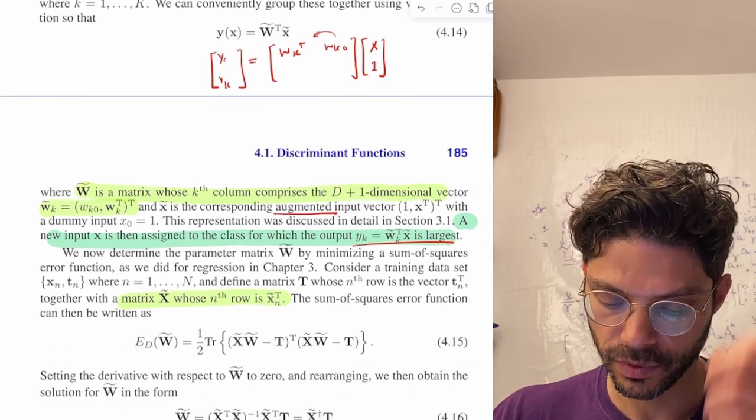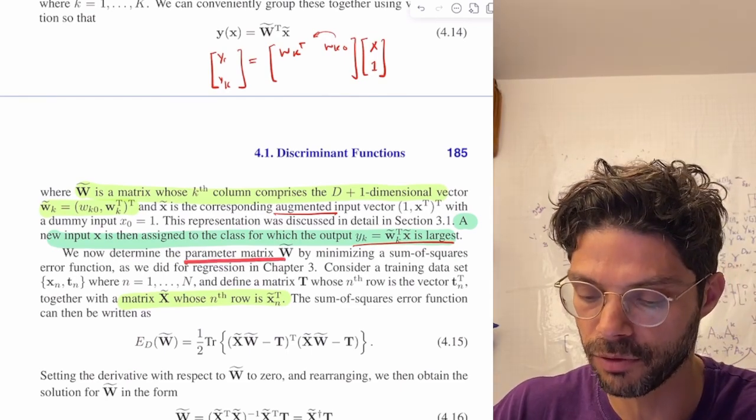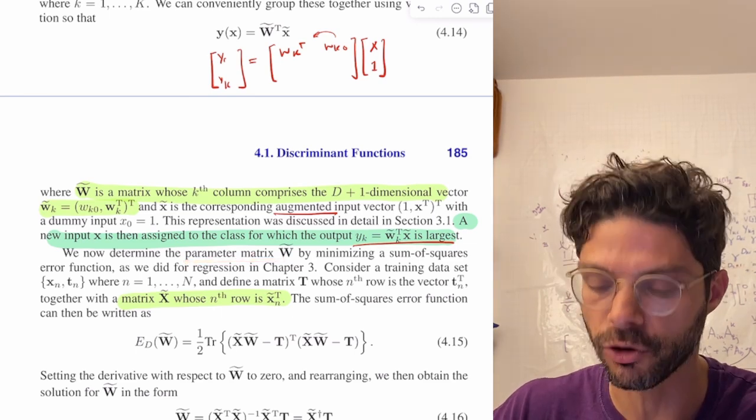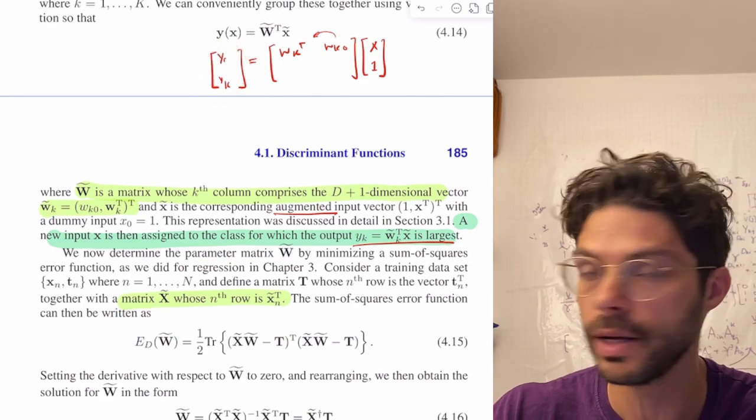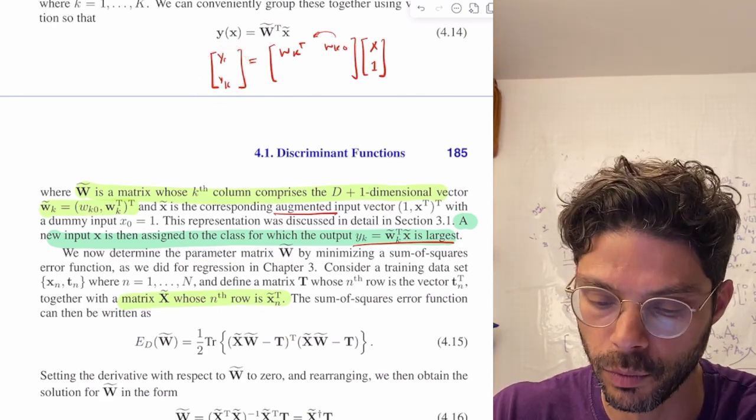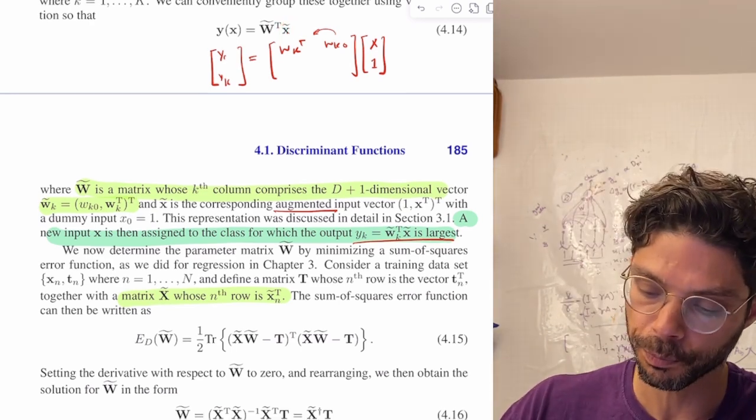All right. So all we're going to do now is just the natural thing, and determine the parameters by minimizing the sum of squares. Essentially, for every single point, we're going to compare what comes out of the model to the one-hot vector that we want for the corresponding data point. So that's all we're going to do.